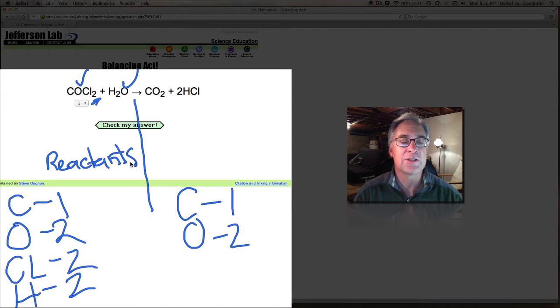And then this side, this is the product side. So we got to get the same amount of elements on each side of this equation for the reactants as well as the product. And so far, we're balancing out.